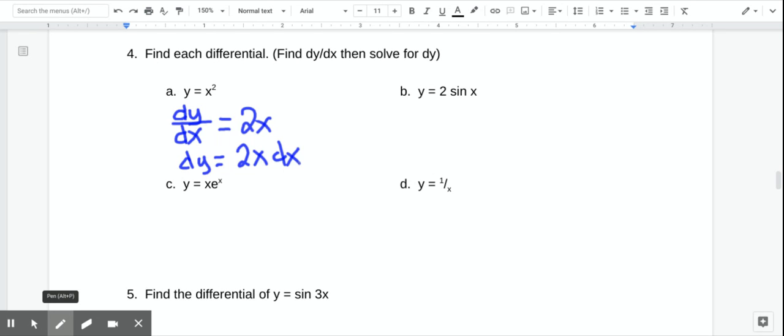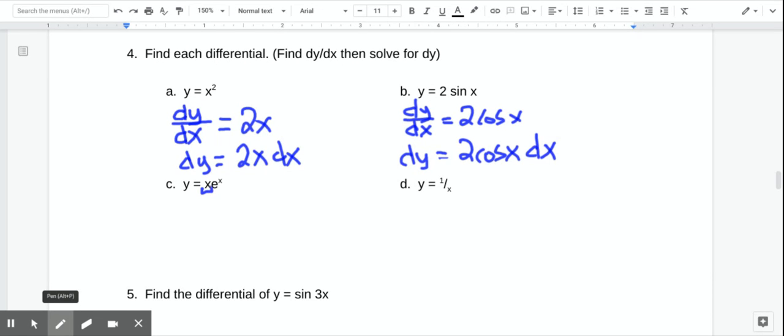So let's check out b. If we're going to take the derivative of y with respect to x, that's dy dx. And then the derivative of 2 sine x is 2 cosine x. Then we're going to solve that for dy. So multiply both sides by dx. And we get 2 cosine x dx. All right, we can do the same thing in c.